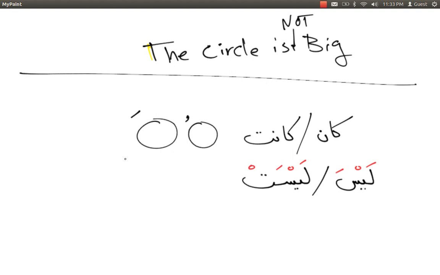Now, grammatically speaking, laysa is in the same category as kana. So it behaves exactly the same. It comes in front of the sentence and it leaves the subject with the dhamma and replaces the dhamma of the piece of news with fatha. Okay, so let's take some examples.